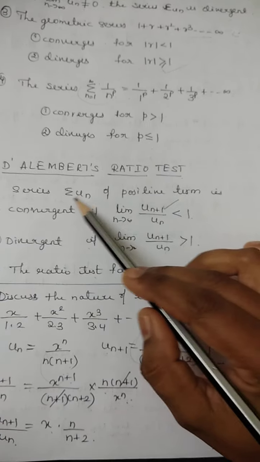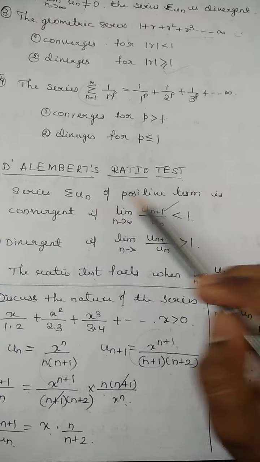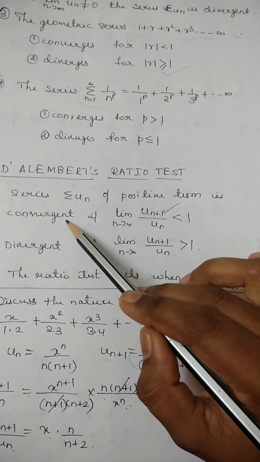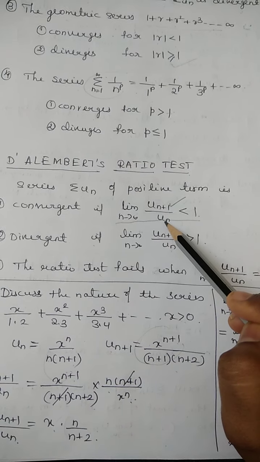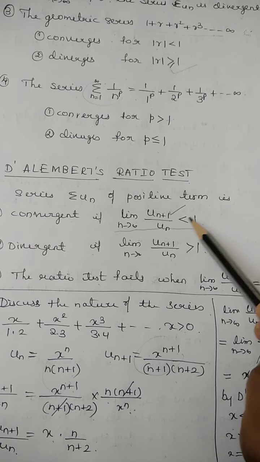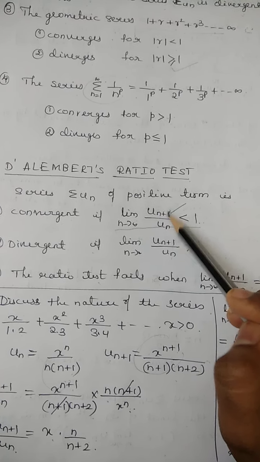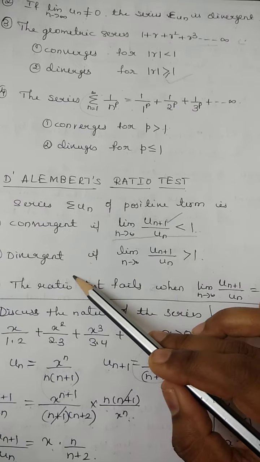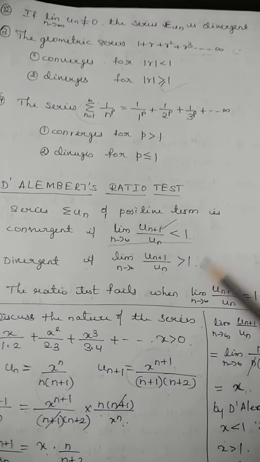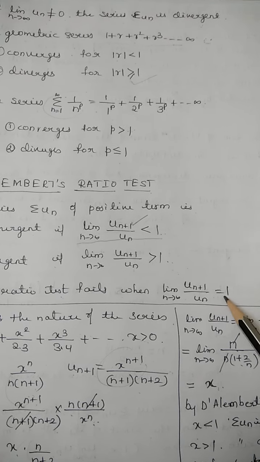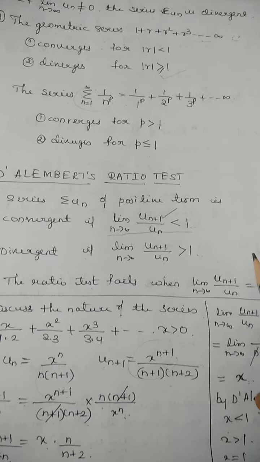In the ratio test, the series summation of un of positive terms is convergent when the limit of un plus 1 upon un is less than 1. We need to find un plus 1 here. It is divergent when un plus 1 upon un is greater than 1. And this ratio test fails when we get the value equal to 1. Let us see a small example.